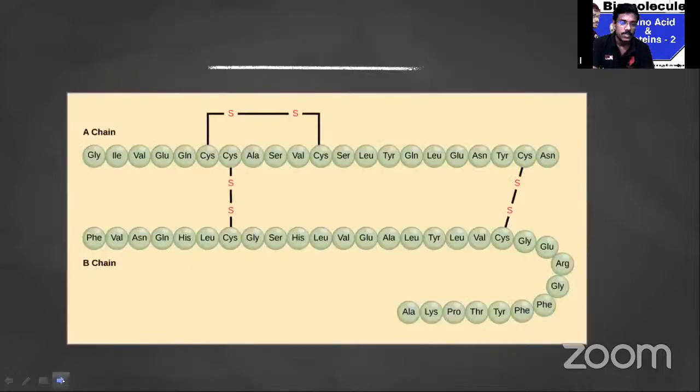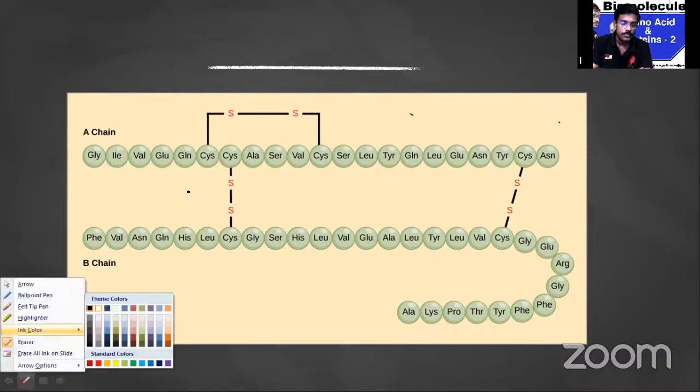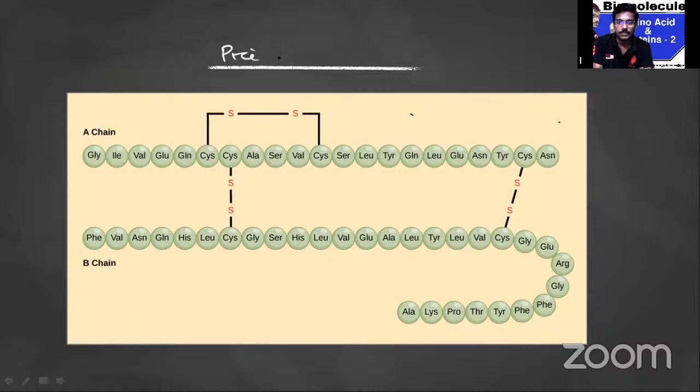Okay, so as one example, let's see here. This is the structure of insulin. This is the primary structure of insulin.